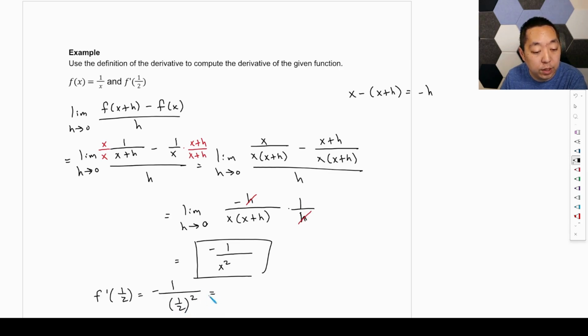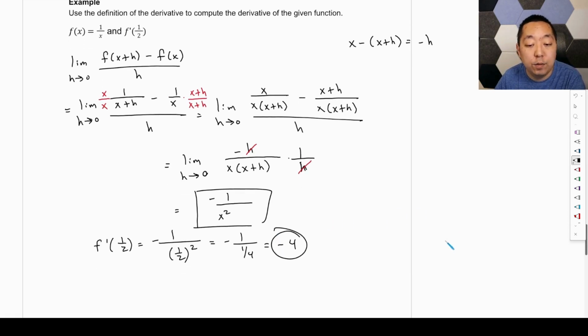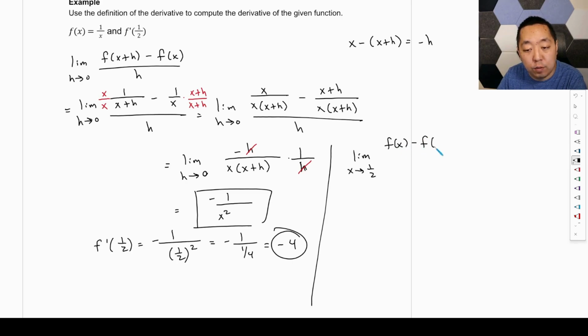Just going to plug that value in. That's negative 1 over 1/4, which is negative 4, right? Dividing by fractions, multiplying by the reciprocal. And again, if you want to use the other alternative definition, we'll do the limit as x approaches 1/2 of f of x minus f of 1/2 over x minus 1/2. This is the other form. This would give you f prime at 1/2. This is if you want to compute the derivative at a specific point, then we would do this, right?